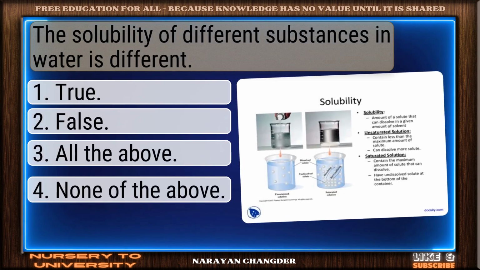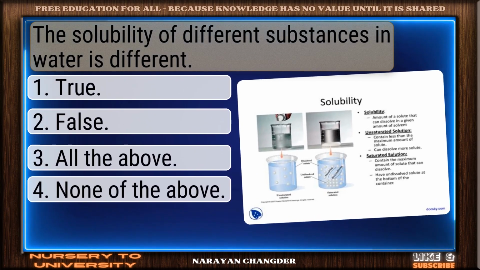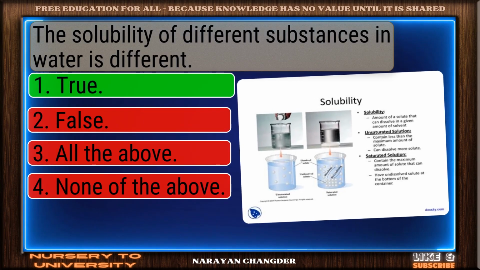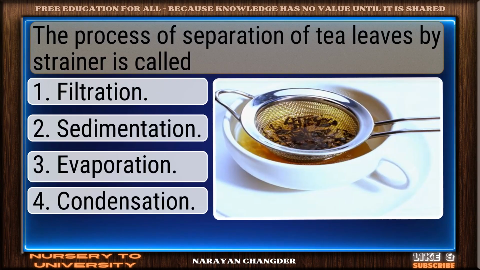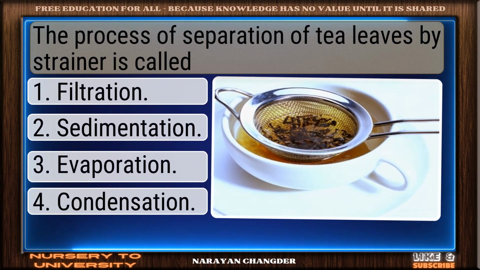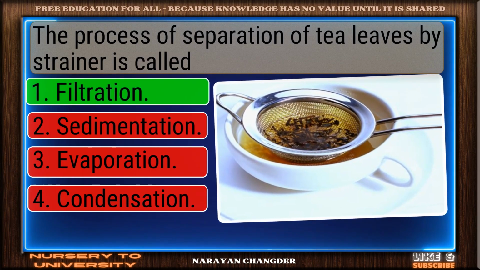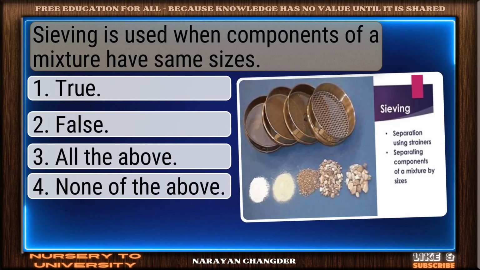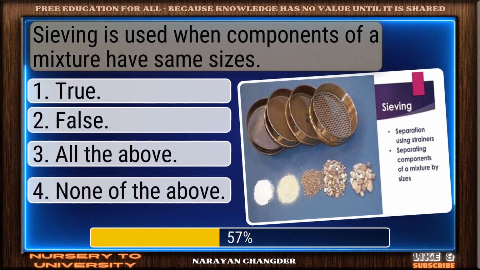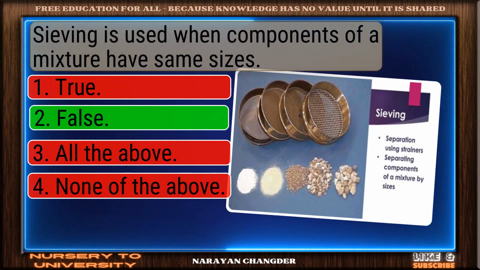The solubility of different substances in water is different. Well done. True is the right choice. The process of separation of tea leaves by strainer is called. Right again. Filtration is a valid answer. Sieving is used when components of a mixture have same sizes. On track. False is the correct answer.